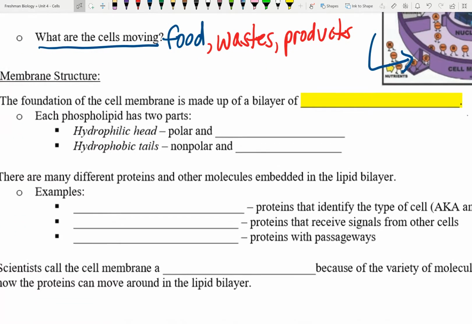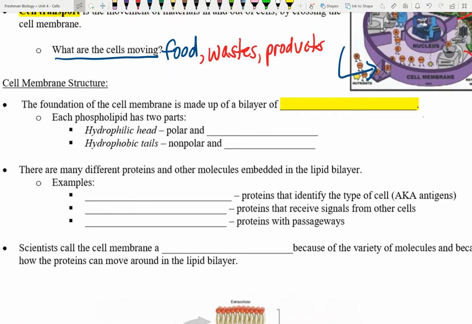So to talk about how things get across the cell membrane, we want to review the structure of cell membranes. And remember that cell membranes are mostly made up of phospholipids. So there's going to be a bilayer, or two layers, of phospholipids that forms the foundation of the cell membrane. And remember that a phospholipid looks kind of like a balloon with two tails coming off of it.